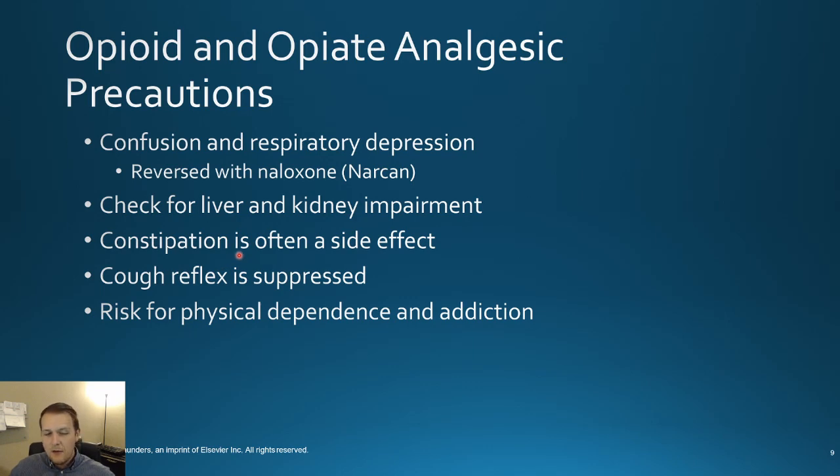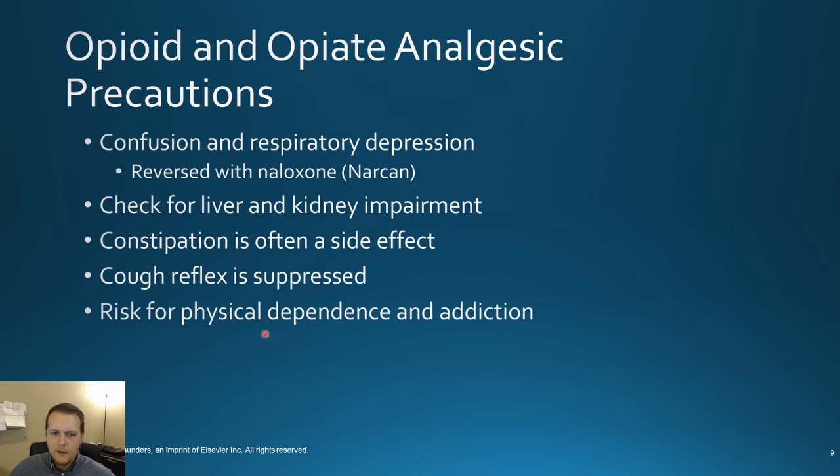Other things, including that actually the cough reflex is suppressed, and we used to use opioids more commonly to actually treat cough, but it is important to know that maybe if they have, say, a pneumonia or something, maybe they can't cough up that purulent sputum, that can actually prolong their infection. And then the biggest thing to be cognizant of is the risk for physical dependence and addiction.